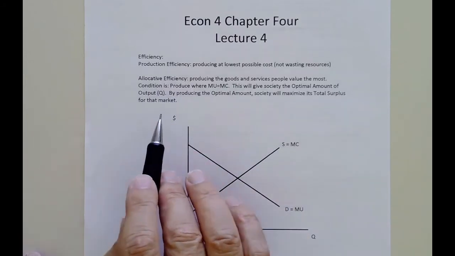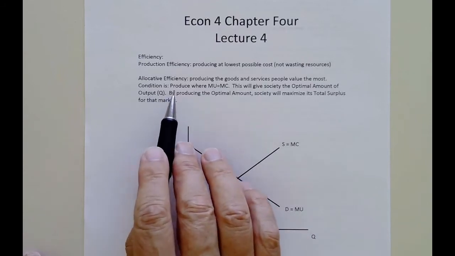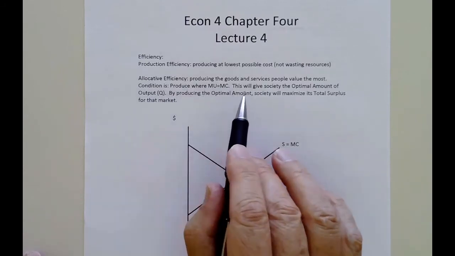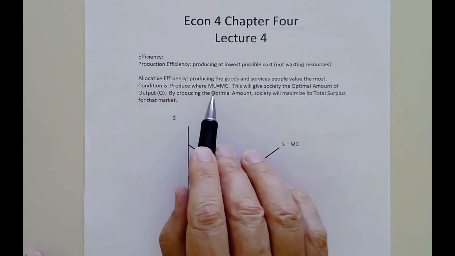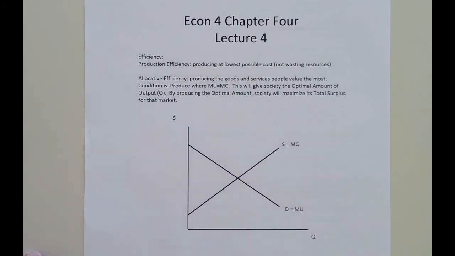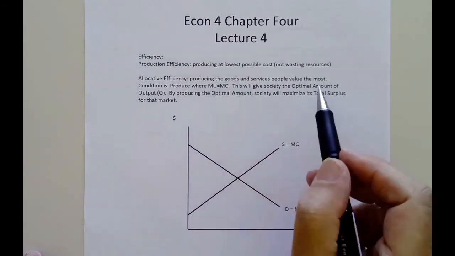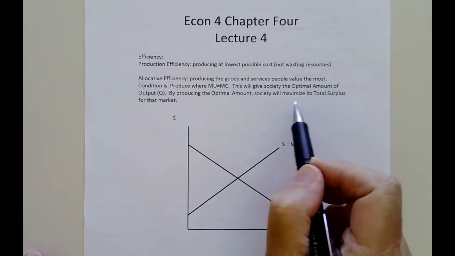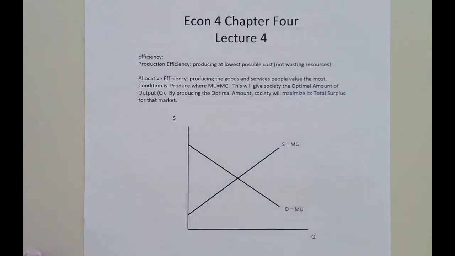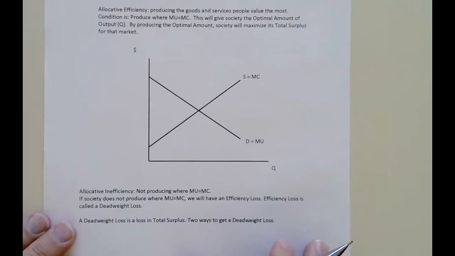The one we're going to talk about today is going to be allocative efficiency, and that's producing the goods and services people value the most. And the condition is producing where marginal utility equals marginal cost. That will guarantee that we're producing what's known as the optimal amount. And by producing the optimal amount, we're going to maximize our total surplus. And so down here, we have an example.